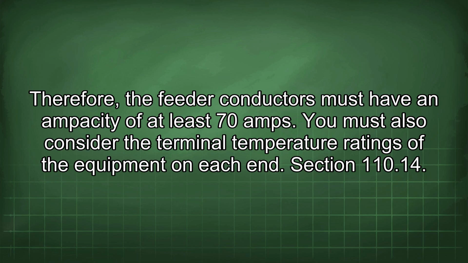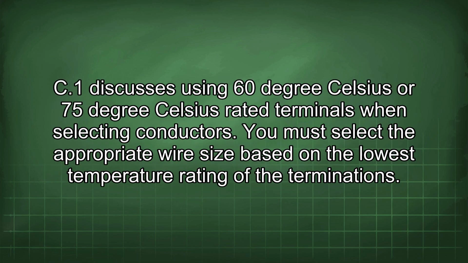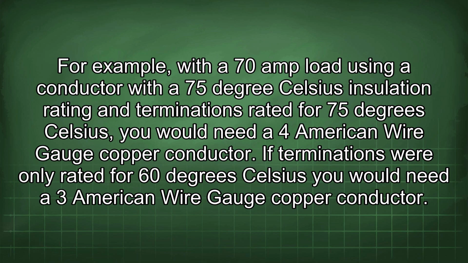You must also consider the terminal temperature ratings of the equipment on each end. Section 110.14(C)(1) discusses using 60 degrees Celsius or 75 degrees Celsius rated terminals when selecting conductors. You must select the appropriate wire size based on the lowest temperature rating of the termination. For example, with a 70 amp load using a conductor with a 75 degrees Celsius insulation rating and terminations rated for 75 degrees Celsius, you would need a 4 American wire gauge copper conductor. If terminations were only rated for 60 degrees Celsius, you would need a 3 American wire gauge copper conductor.